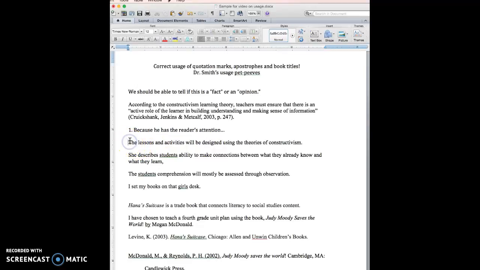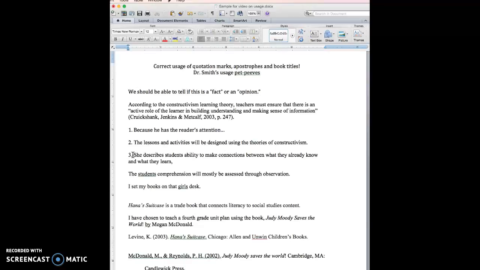Okay, sentence 2. "The lessons and activities will be designed using the theories of constructivism." So there's 3 different places where you could possibly put an apostrophe here. However, none of these places does anything belong to it. Nothing belongs to the lessons, nothing belongs to the activities, and nothing belongs to the theories. So we do not have any apostrophes in this sentence. I know that this is very rudimentary for many of you, so bear with me. We will get through it.